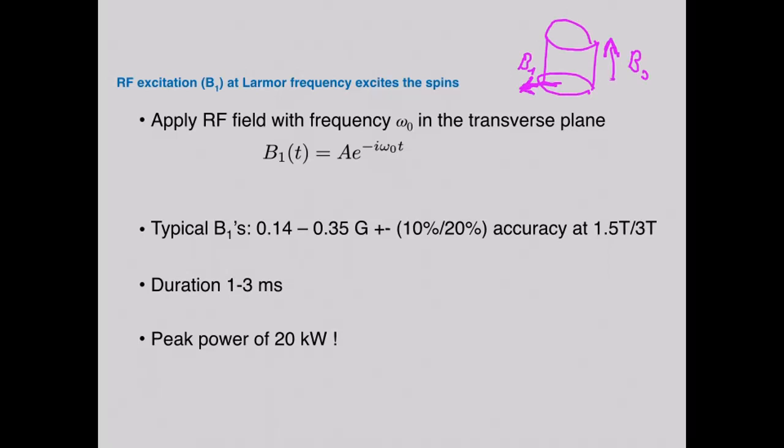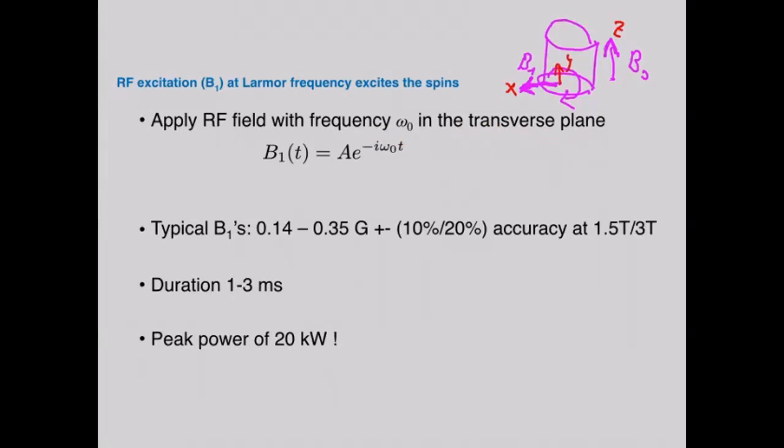And because it's RF, it changes and oscillates all the time. So you can think of the B1 field as rotating in the transverse plane. We apply an RF field with a frequency omega 0 in the transverse plane, so it is applied in the XY direction as opposed to the Z direction. We said this is the Z direction, this is the X direction, and this is the Y direction, so inside the plane.